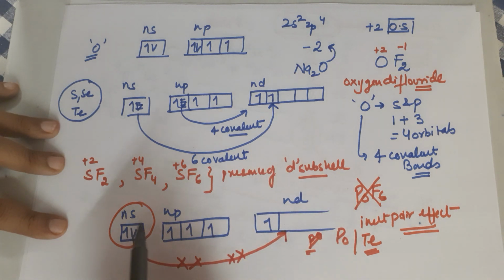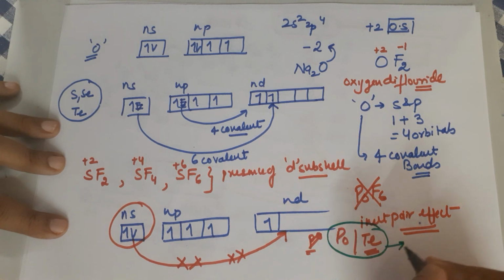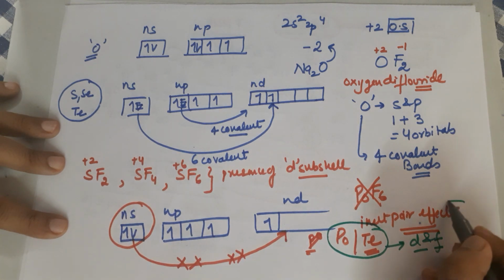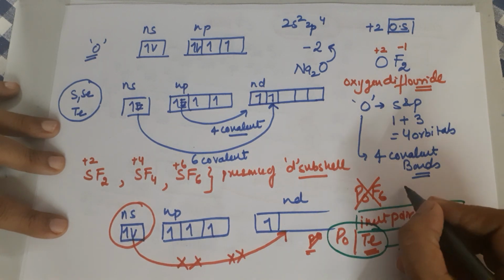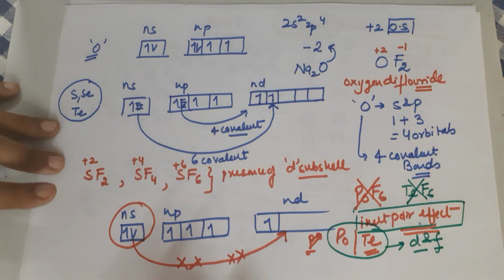And why is that? Because towards the last members, in the configuration, you would find d and f subshells. These d and f subshells have a poor shielding effect, which causes the effective nuclear charge to increase, and hence the s electrons which are closer to the nucleus are held tightly, so they resist bond formation. So they do not form bonds. Because of this important fact, the inert pair effect, you have nothing called TeF6 or PoF6 ever existing.